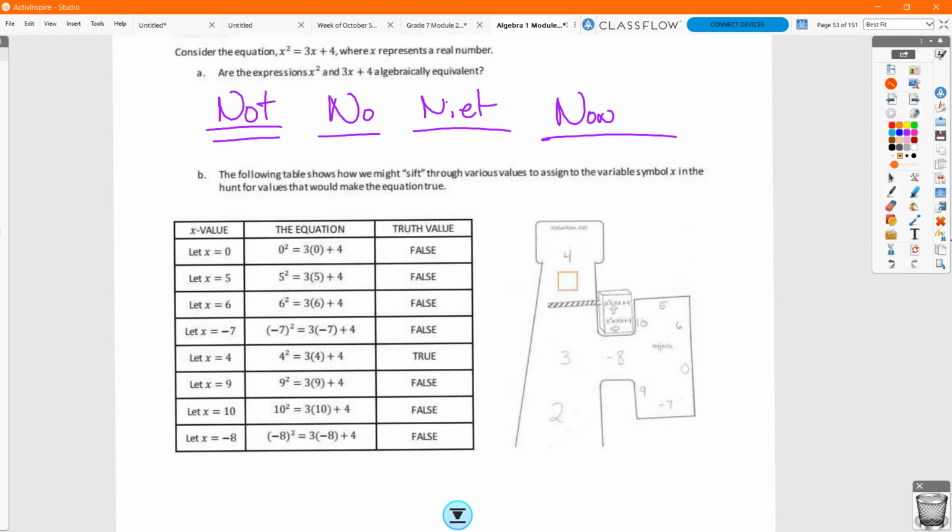What if x equals 5? 5 squared is 25. 3 times 5 is 15. 15 plus 4 is 19. 25 does not equal 19. But look down here at the very bottom. 4 squared is 16. 3 times 4 is 12. 12 plus 4 is 16. 16 does equal 16. 4 is the only value that would make that statement true. And that's what we have to figure out. We must find out what values would make an equation like that true. All right, so let's continue on.